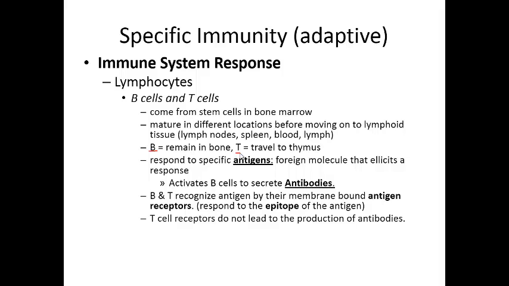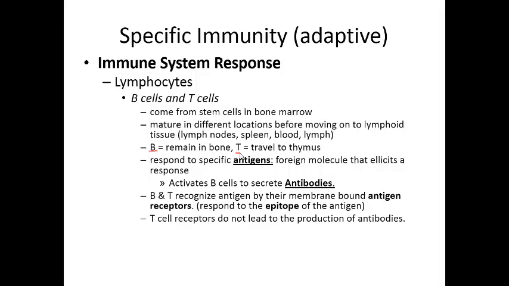The foreign invaders that the B and T cells respond to are called antigens. An antigen is a foreign molecule that elicits an immune system response. It could be a virus, it could be a bacteria, it could be pollen. The important thing here is that B and T cells are both specific, extremely specific for the antigens that they target.